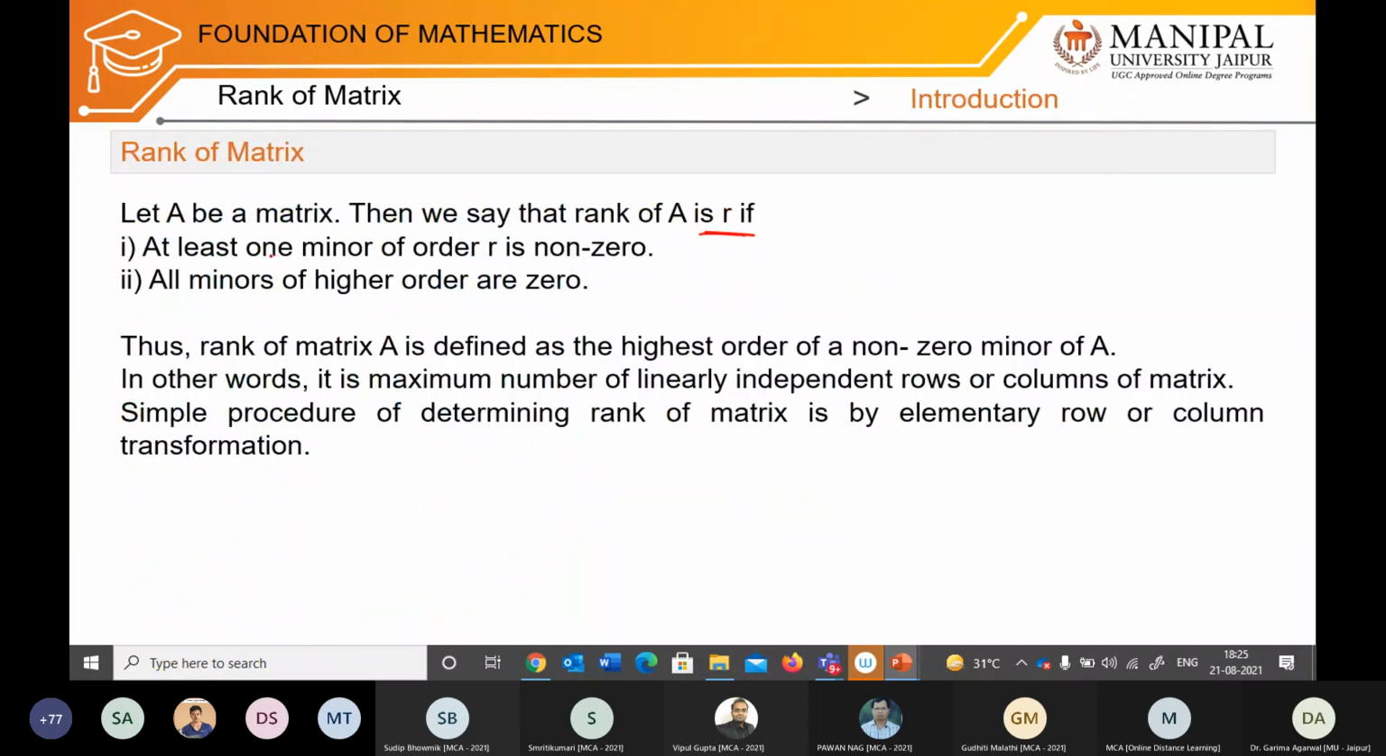In the rank of a matrix, at least one minor of order r is non-zero. All minors of higher order are 0, right? So the rank of a matrix is defined as the highest order of a non-zero minor of A. It also denotes the maximum number of linearly independent rows or columns of the matrix, right?